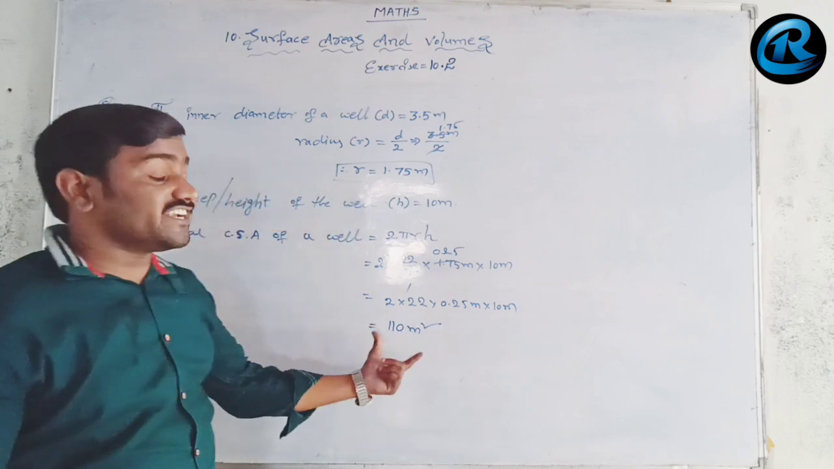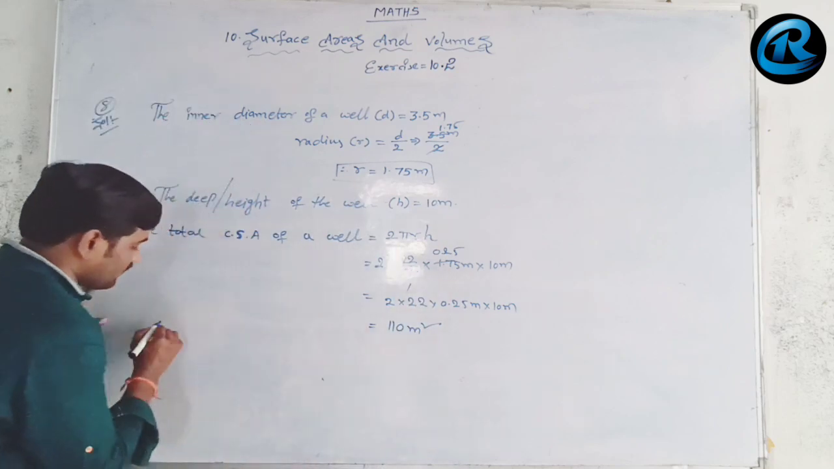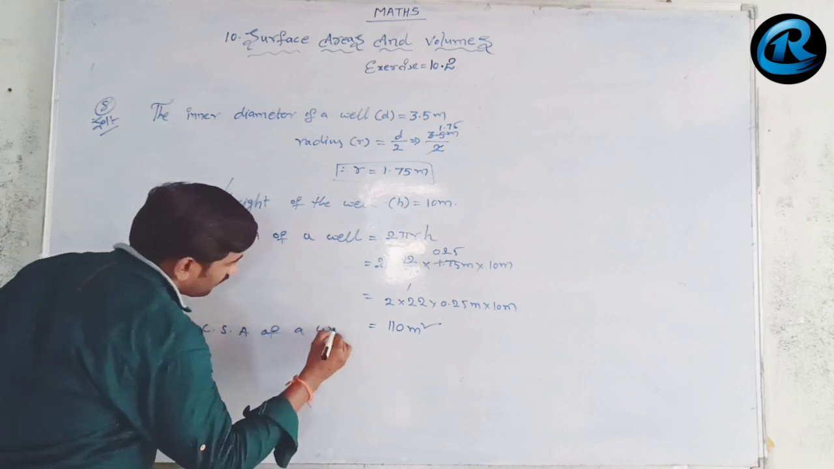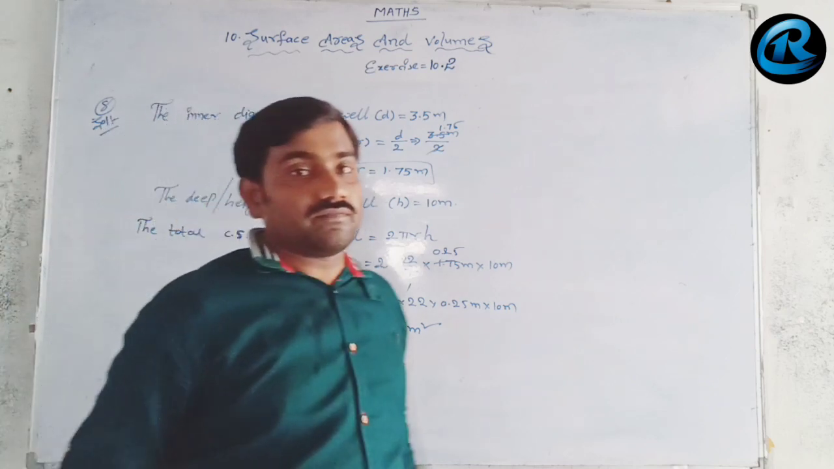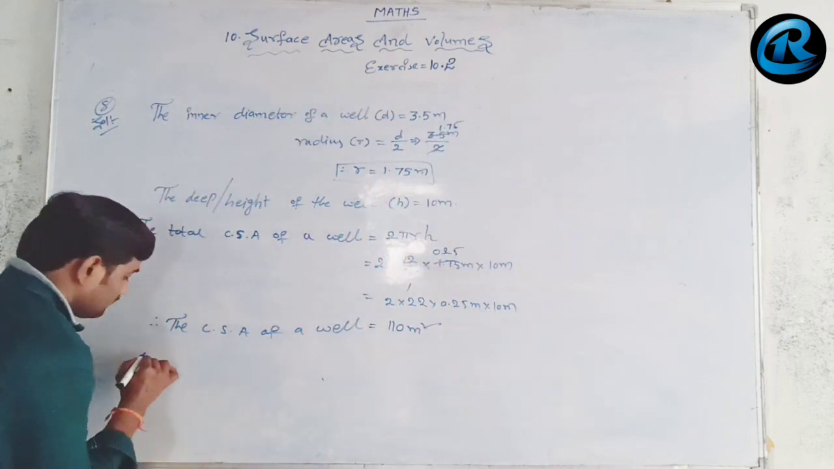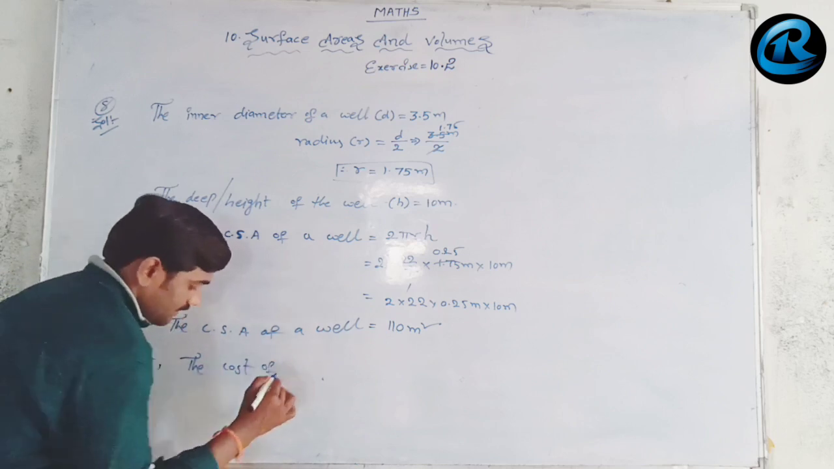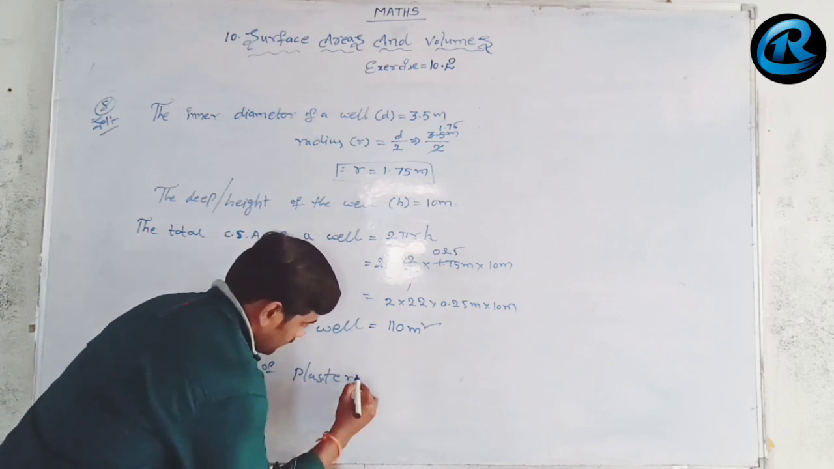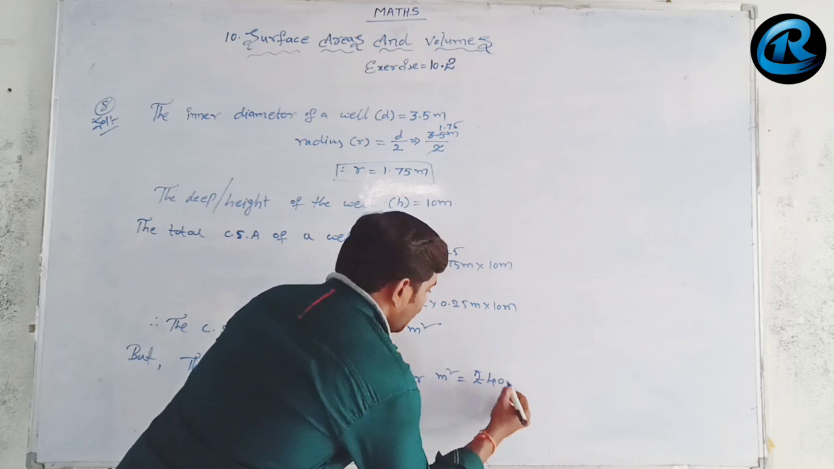110 meters square area is there. The curved surface area of the well equals 110 meters square. But to do the plastering, the rate of plastering is given. The cost of plastering per meter square is equal to rupees 40.